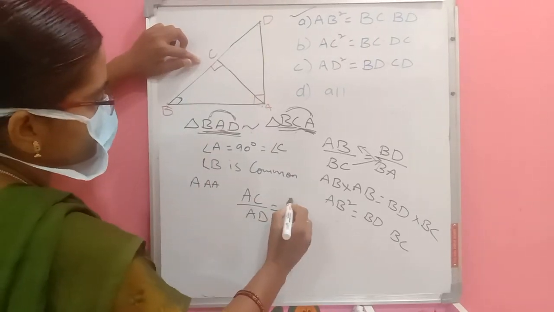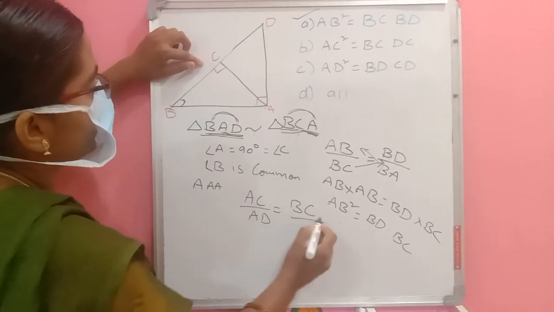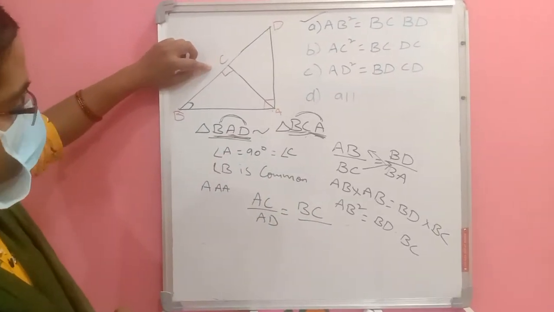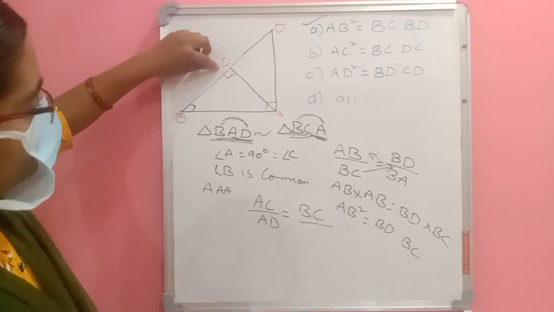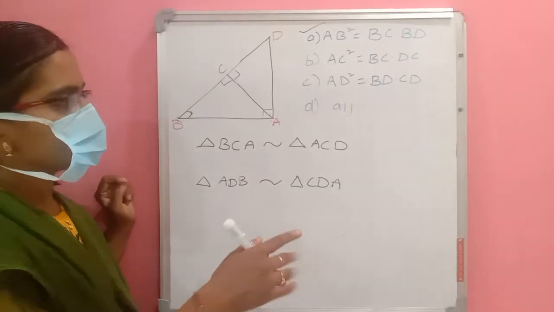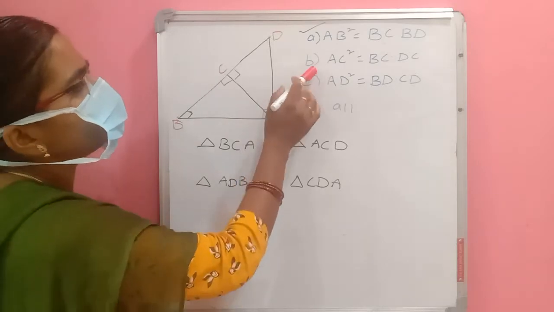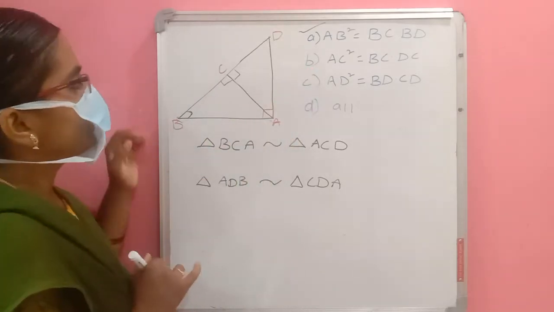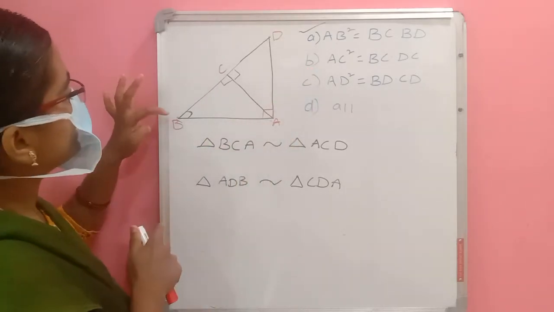BC by its BC, correct. So sorry, that is the mistake. Next for B, you have to check for here triangle BCA.